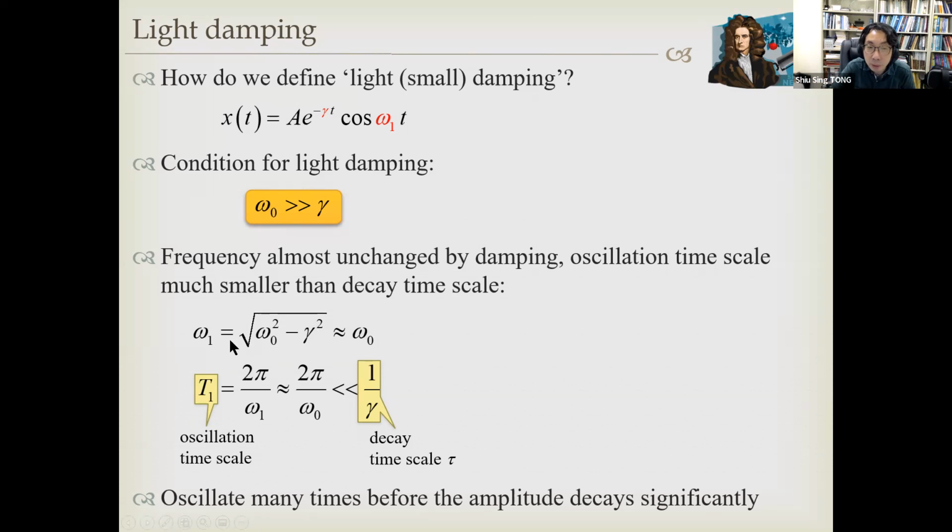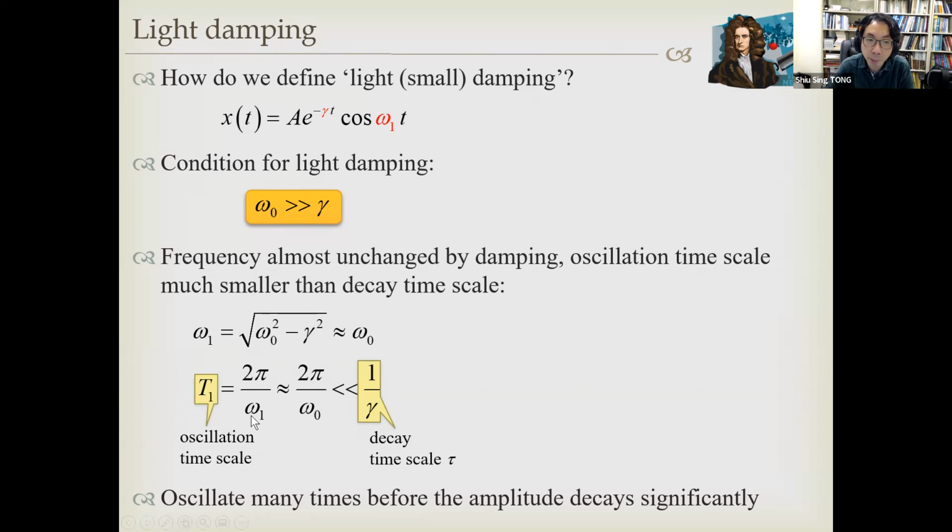And so you look at the equation now. With this condition, omega 1 is the square root of omega naught squared minus gamma squared. So the gamma can be neglected with respect to omega, and so that is almost omega naught. So that is the first statement here. The frequency remains unchanged.